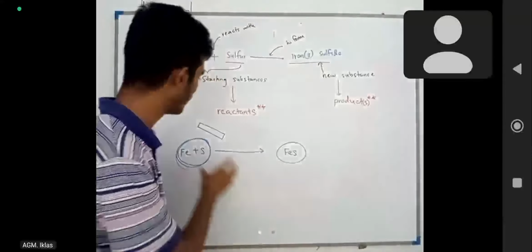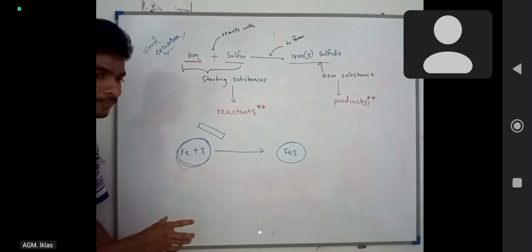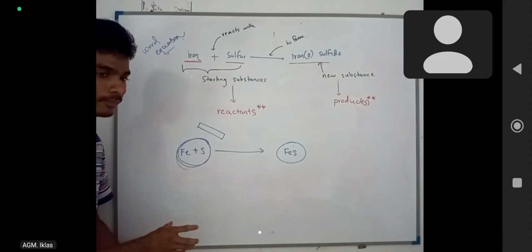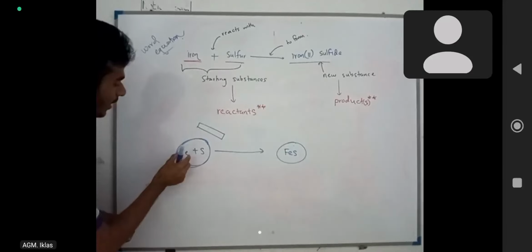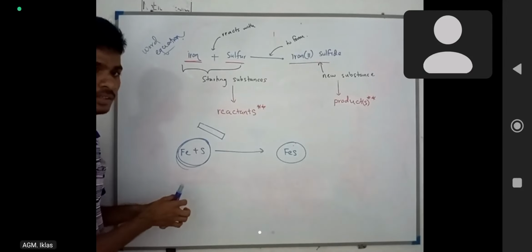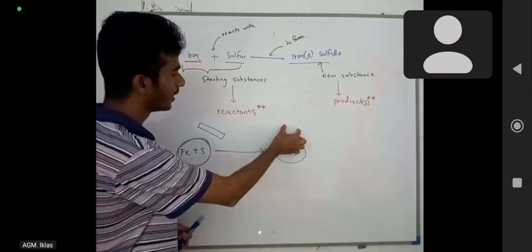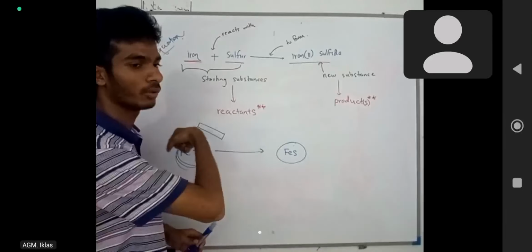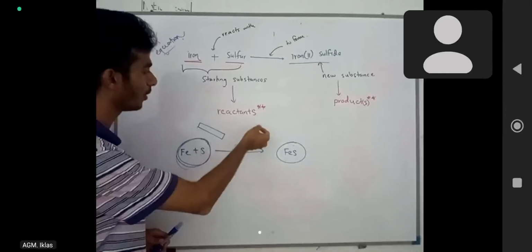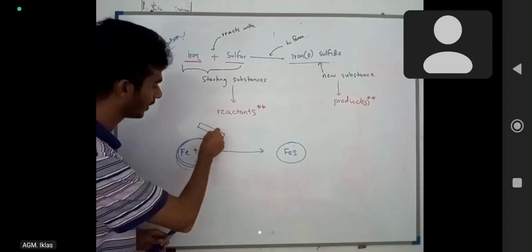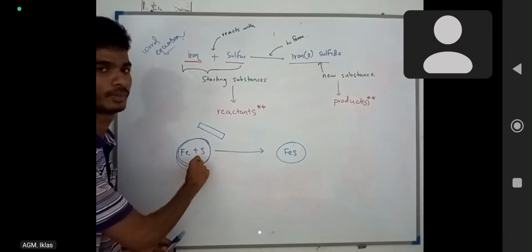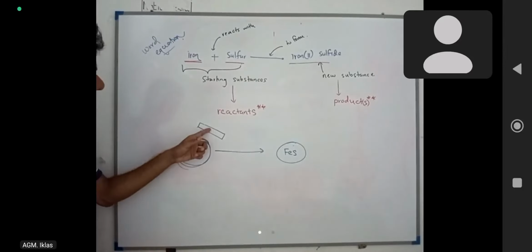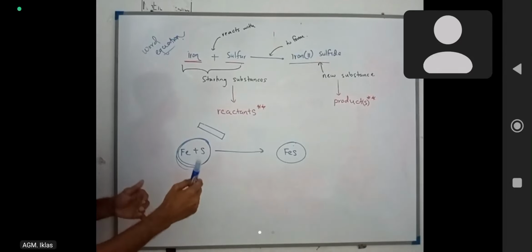Do you understand what's happening here? Initially, you have Fe and sulfur in a plate. Using a Bunsen burner, you heat a metal rod and bring the hot metal rod near the mixture. When you bring the metal rod, the reaction will start to happen.